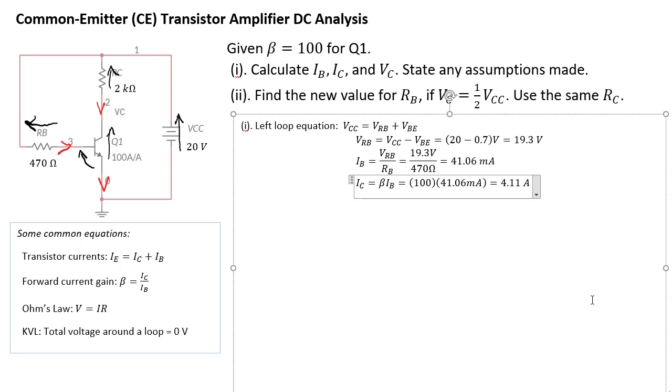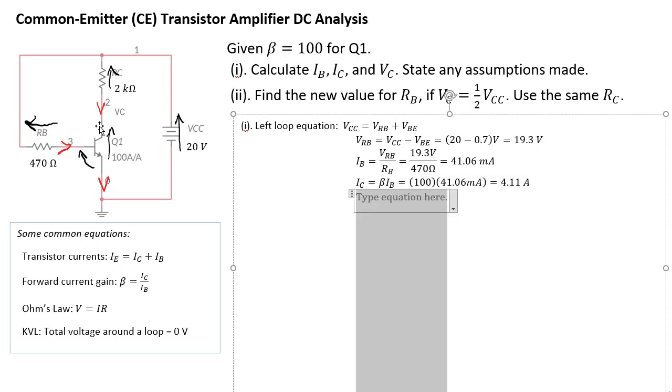When you have such a huge current flowing through IC, that means there's a huge voltage drop on RC. If you have 4.11 amps going through, that's a huge voltage drop. When you have a huge voltage drop, it means that the 20 volts at the top minus this huge voltage drop leaves VC at a very, very low voltage. Let's just continue to show that.